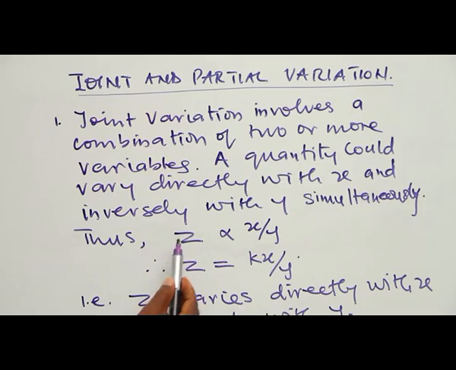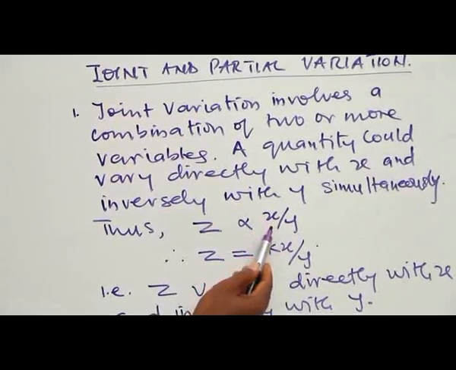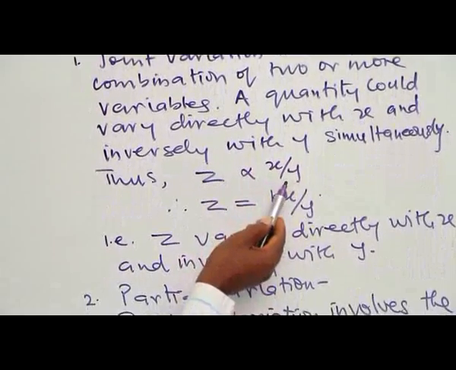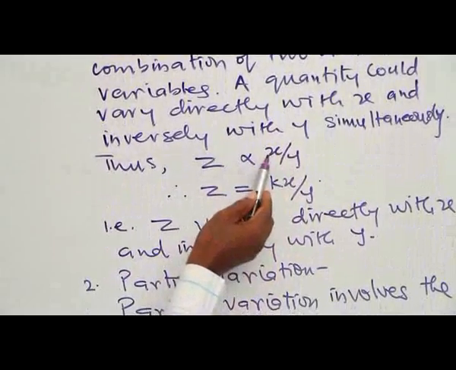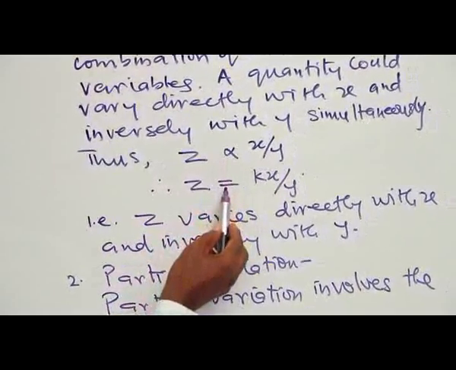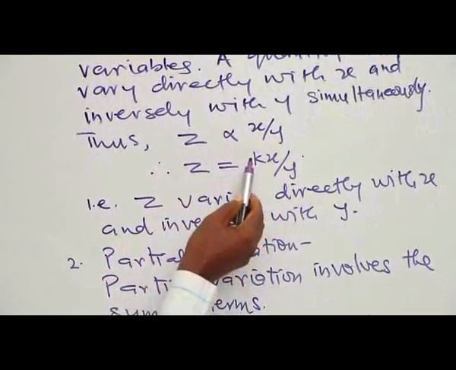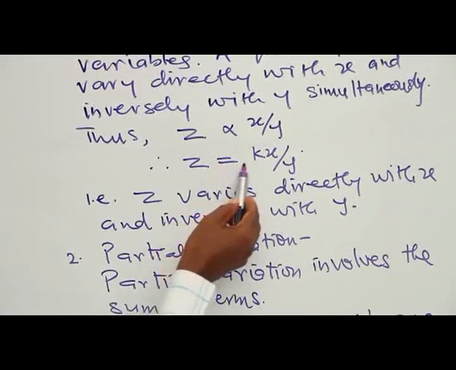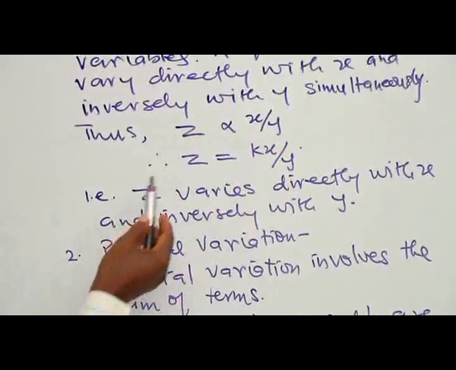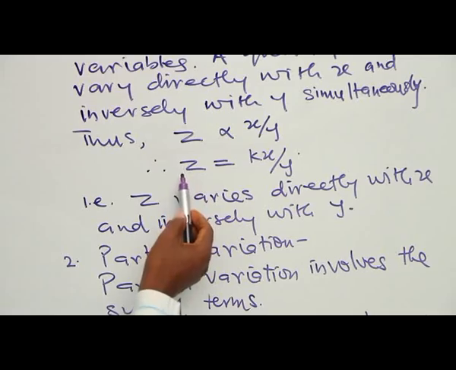Thus, we can write that Z varies directly with S and inversely with Y. This is an example of a joint variation because it involves more than one variable. Therefore, our Z, introducing the equality sign and the constant of variation K, we now have Z equal to KS all over Y. This becomes the equation connecting S, Y, and Z.